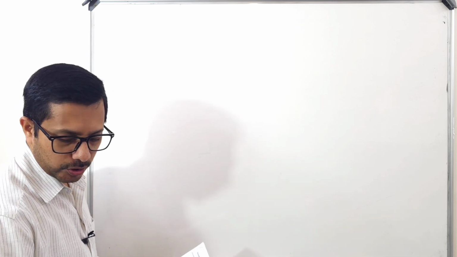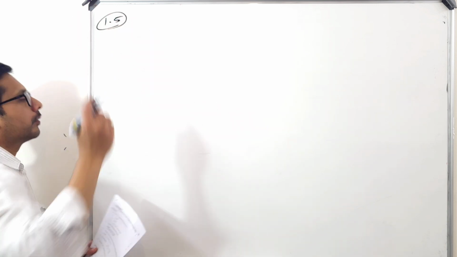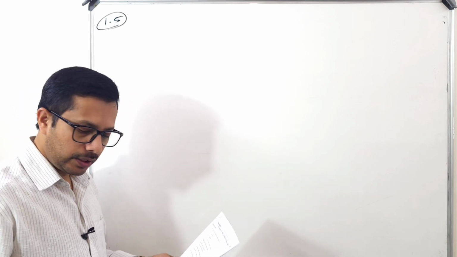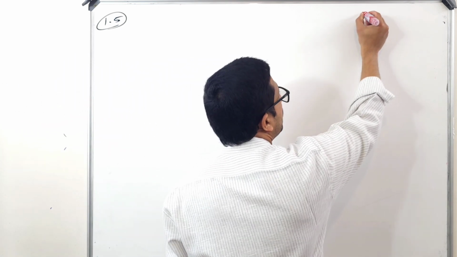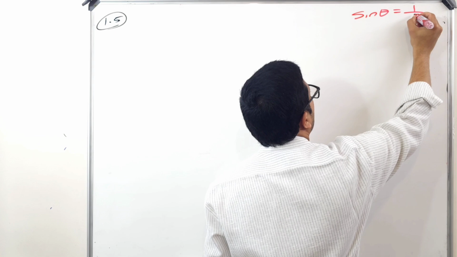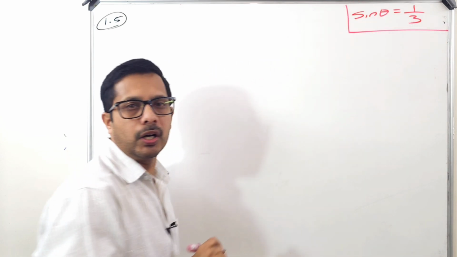Let's move to the next question. Question number 1.5. What is that question? Given that sin theta is equal to 1 over 3. So it is given, let me write it here. Sin theta is equal to 1 over 3. It is given like this.